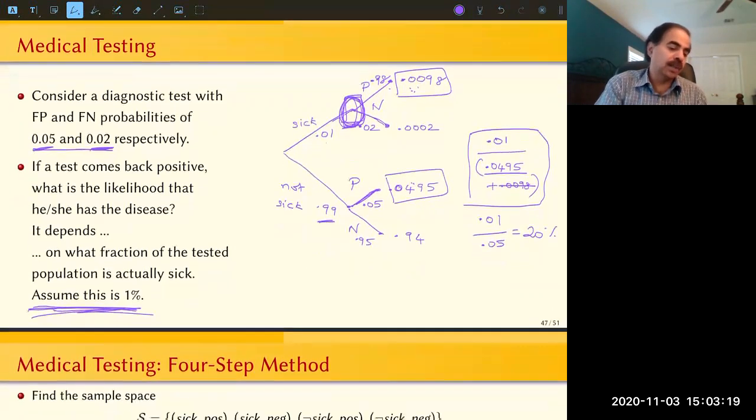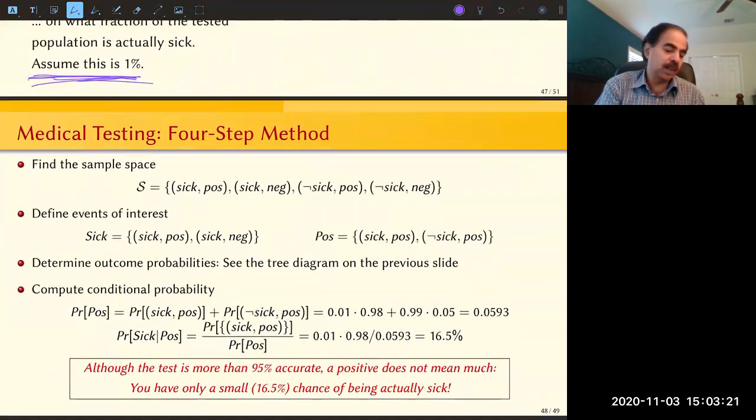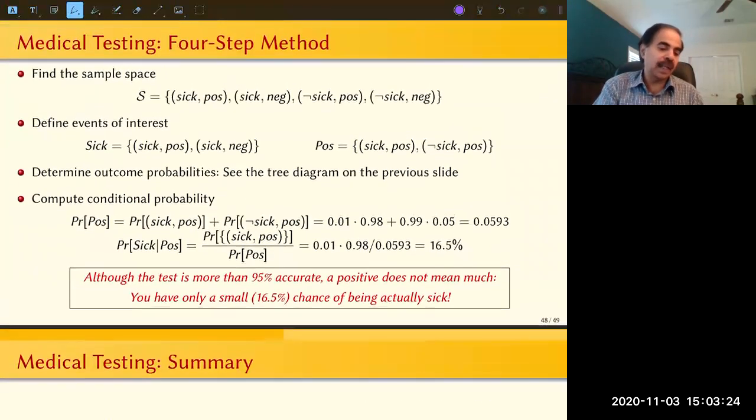So if we work through our conditional probability equations, what we end up with is the surprising result that even though the test is 95% accurate or better, a positive test means a relatively low probability of having the disease, right? So even though the test comes out positive, there's a very high probability that you don't have the underlying condition, right?